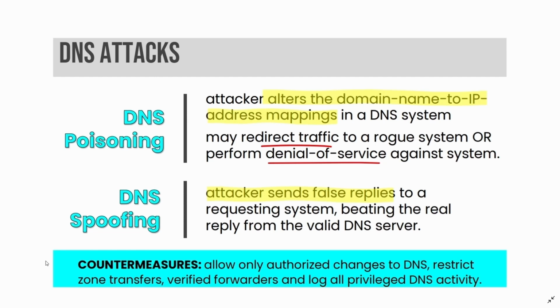DNS spoofing is when an attacker sends false replies to a requesting system, beating the real reply from a valid DNS server. Some countermeasures for these attacks include allow only authorized changes to the DNS, restrict zone transfers, verify forwarders, and log all privileged DNS activities.